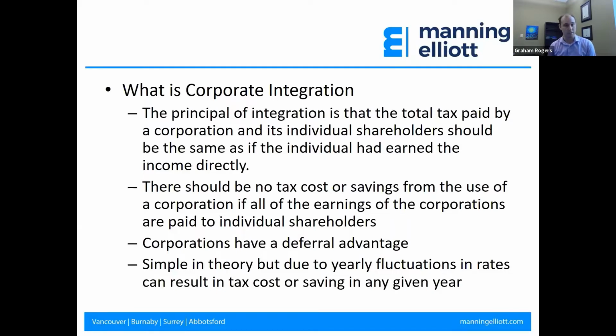Since a corporation is a separate legal entity, they have the flexibility on when income is paid to the individual shareholders, which can create a deferral advantage. So while the concept of integration is simple in theory, there is potential for tax savings or additional costs in any given year due to the fluctuations in corporate and personal tax rates.